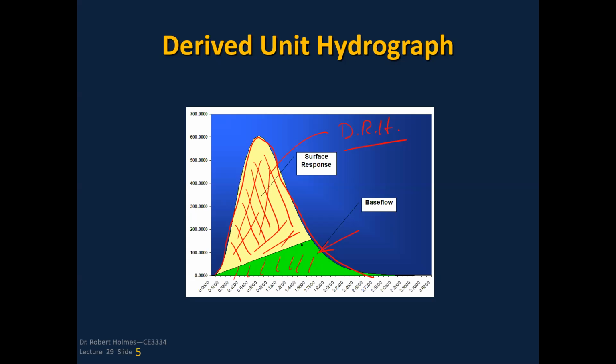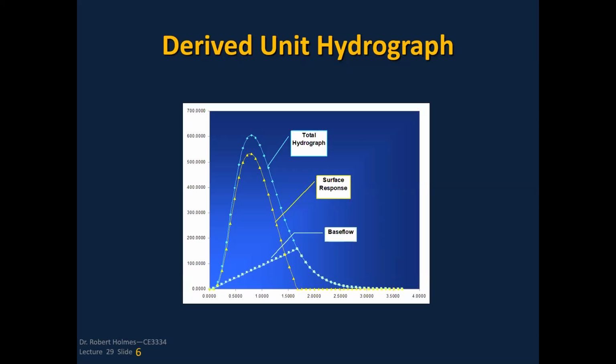So we have to separate off the base flow from the total flow of the hydrograph in order to get our direct runoff hydrograph. If we look at this, and I've got some base flow identified here, we subtract that off of the total hydrograph, and we end up getting the part in yellow here. You can see we've got the direct runoff hydrograph, which is from the surface response, the surface runoff response.